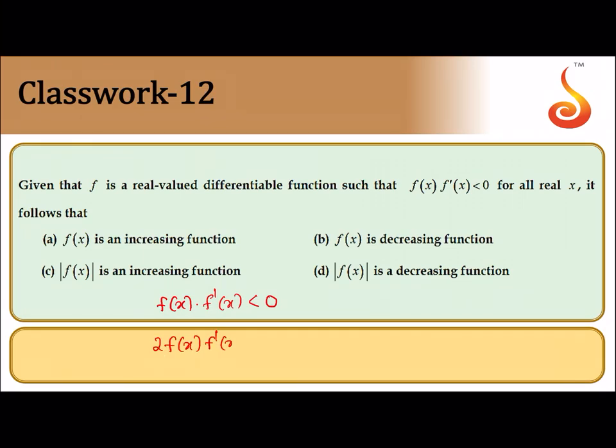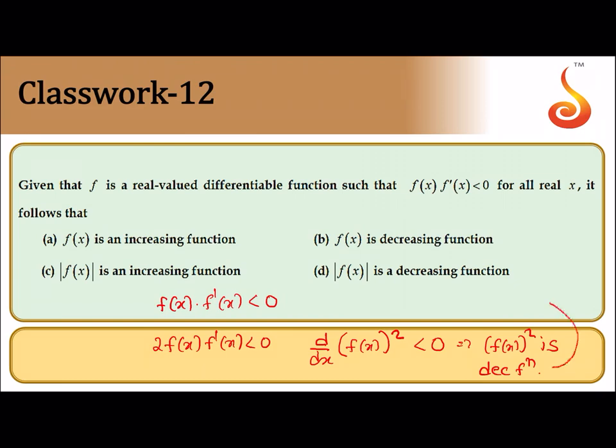Question number 12. It's a very interesting problem. f(x) is a real valued differentiable function. f into f dash x is less than 0 for all real x. It follows. So this can again be written as f(x) into f dash x is less than 0. Can we write this as 2 into f of x into f dash x is less than 0? Why I did this? This can again be written as d by dx of f of x whole square is less than 0.